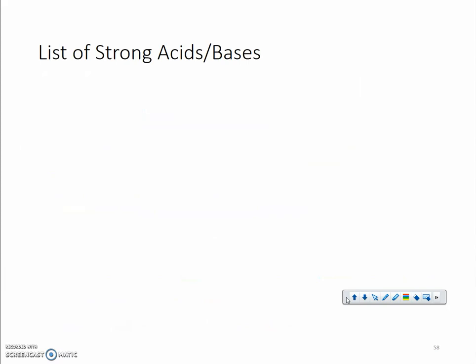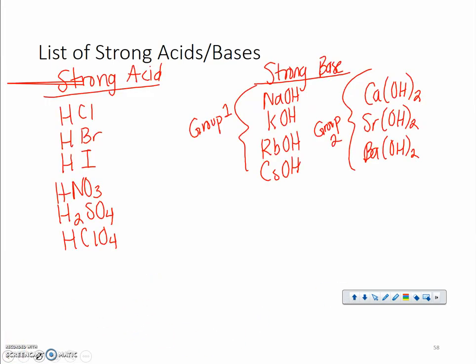So first thing I want to do is run through your list of strong acids and strong bases, because it's a good idea to have a general list so you know what is considered strong versus weak. I'm going to pause and write them down, and then you should. So here's your list of strong acids and strong bases. Your 6 acids that are considered to be the strong ones. If it's not on the list, you consider it to be a weak acid.